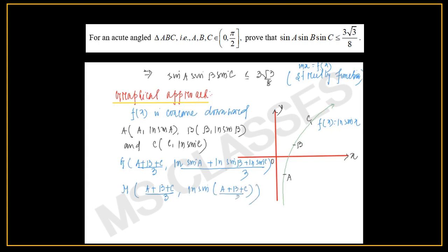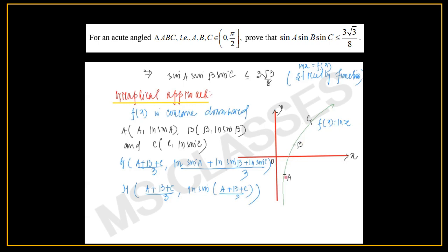Now, we have to understand one thing. This curve, we cannot say this is the ln x graph. This is ln of sin x. When the value lies between 0 to 1, and the values we get for A, B, C will be from 0 to pi, the nature will be the same. So definitely we can apply this, and we can say that the mean point lies on the curve, and the centroid lies inside the triangle.